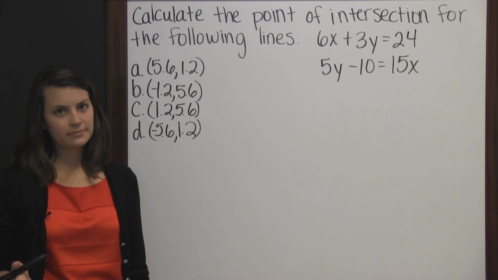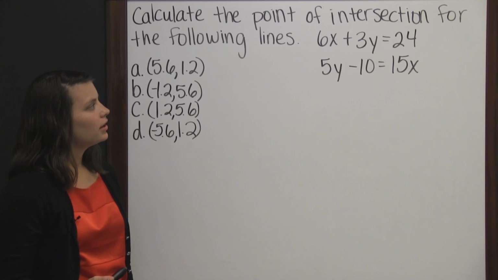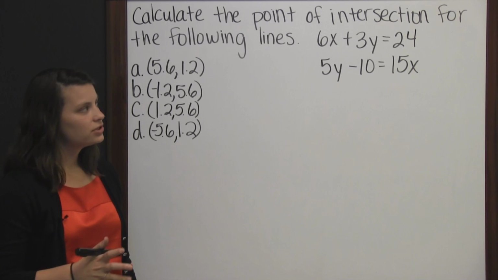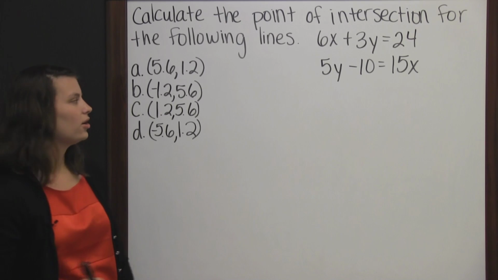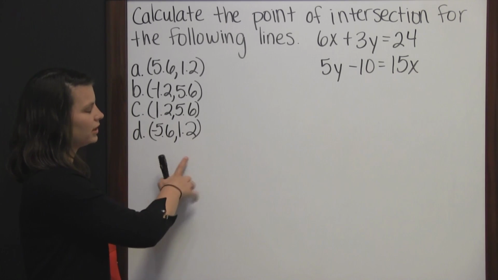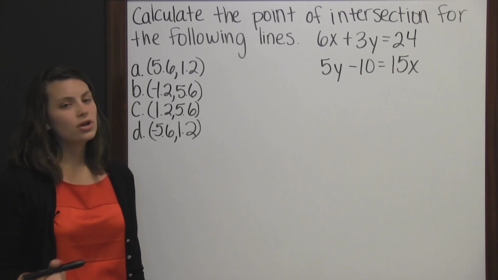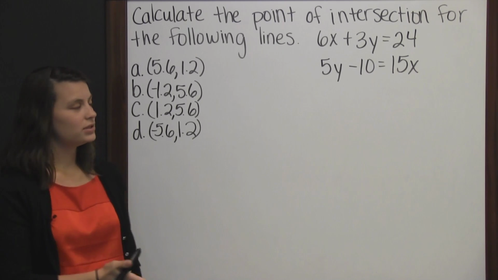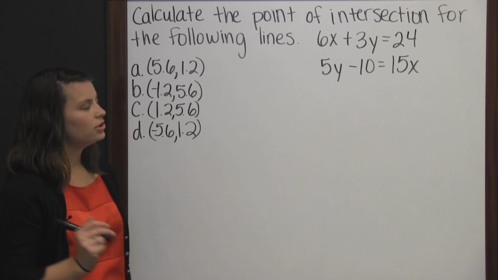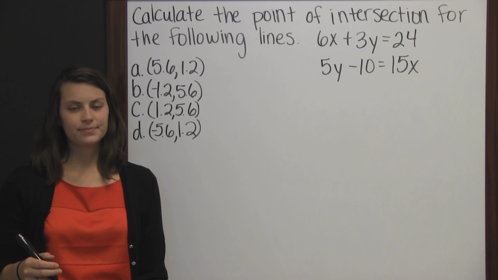One is graphing. You can just graph the two lines and find where they meet. Sometimes, though, that can be hard, especially when your answers look like this. You can also use elimination, or, like we're going to do on this problem, you can use substitution.